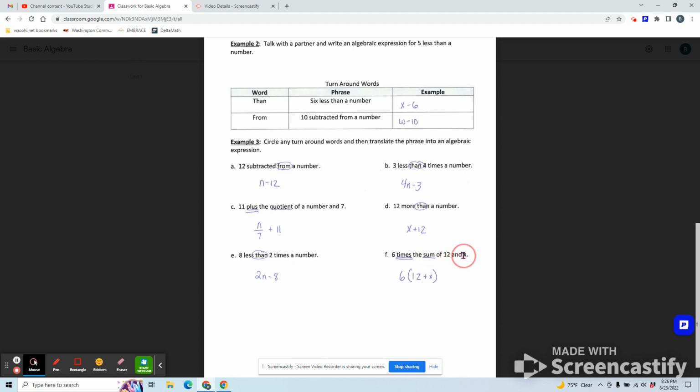So this last part is telling me I got to add those first. The sum of 12 and x. So I'm going to add those 2 together. And I'm going to put it in parentheses because it's saying I'm going to take that sum and I'm going to multiply that by 6. So the only way to do that is have 6 and then parentheses.